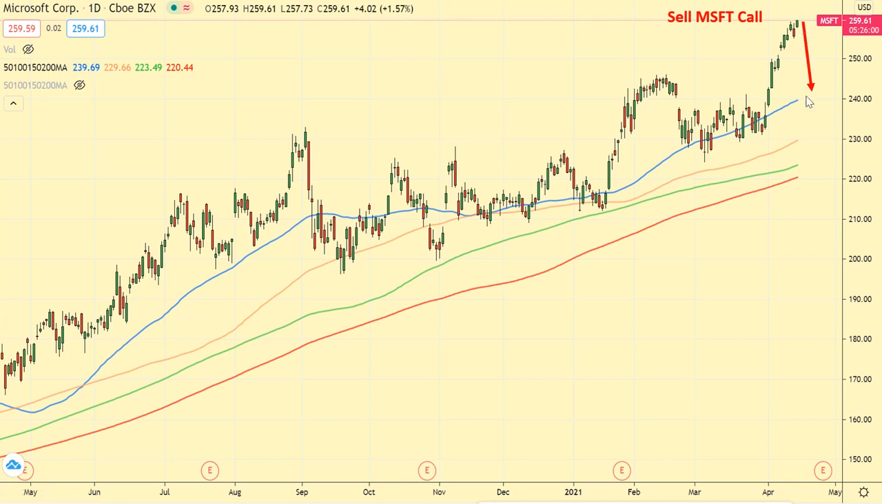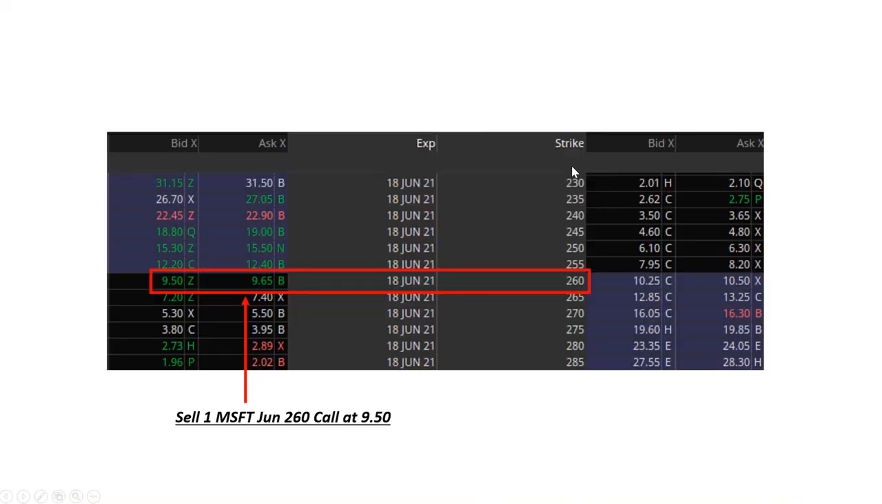In this case, you can sell the Microsoft shares to take profit, but you don't know whether Microsoft will continue to go up or not. So you can also sell a covered call. Let's say I want to sell a covered call. The expiry is June. If I sell the call, the strike price is 260, because the current Microsoft share is about 259. Then if I sell, I get a premium of $9.50.